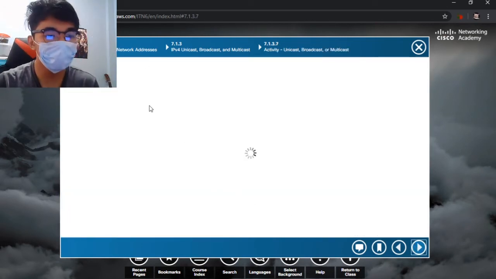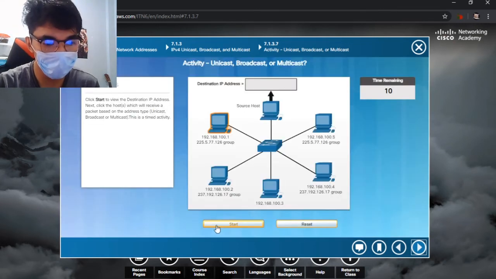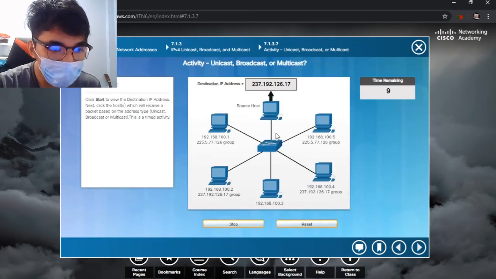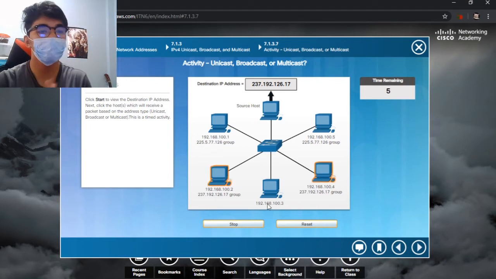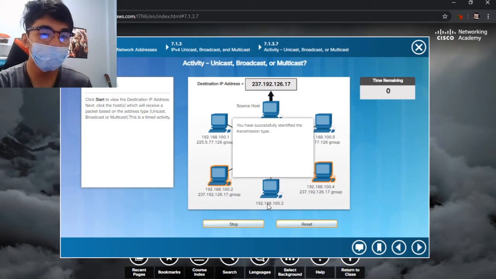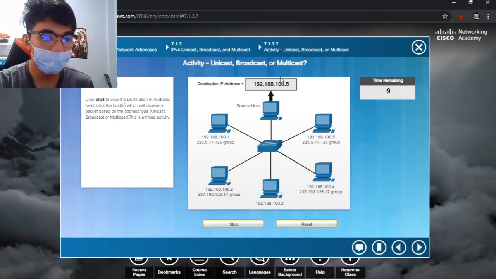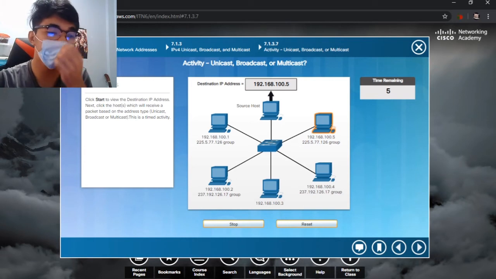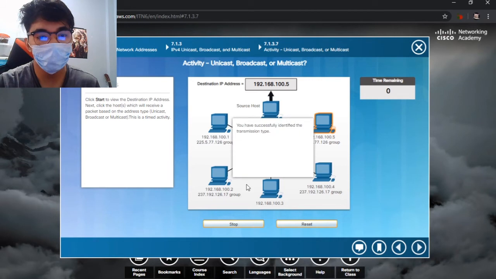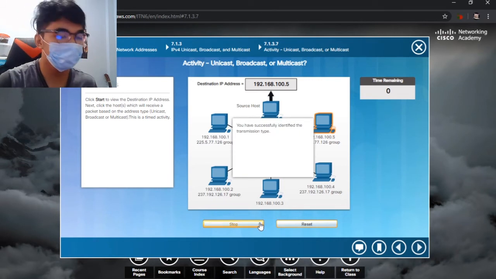Then let's check if this activity can start. They find the 17, then this one, and as you can see here, let's check the timer. So let's try. As you can see, I've done it successfully. Then reset again, then start. Let's check the 05. It is just a unicast address. Then as you can see, it will all be, yeah. That's all for this activity. Then let's proceed to another topic.